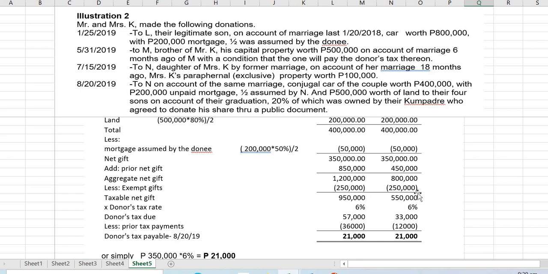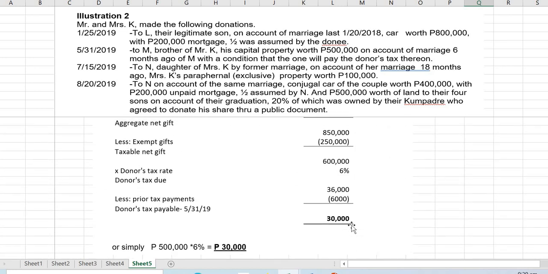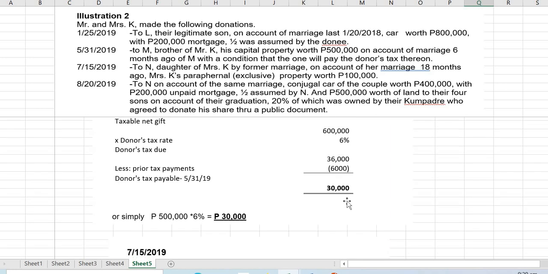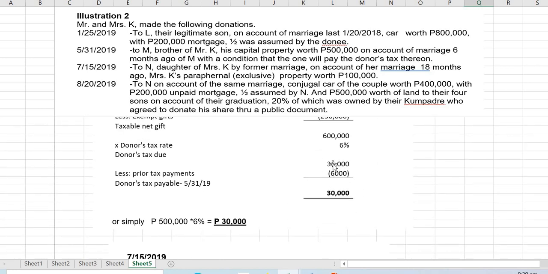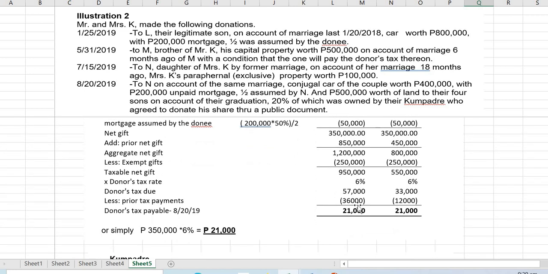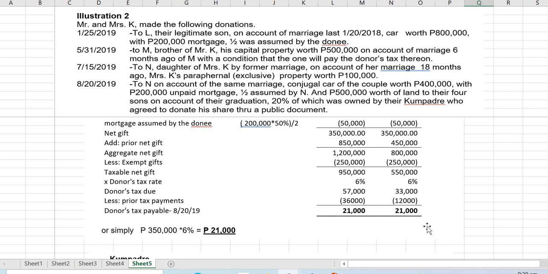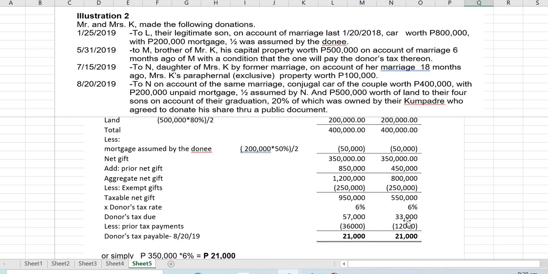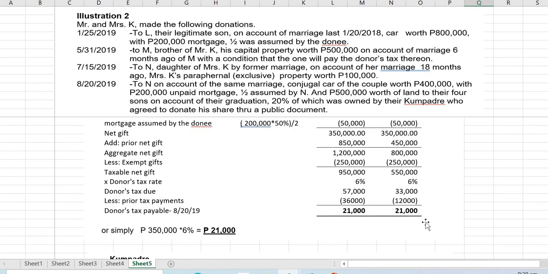Deduct 250 to get the taxable net gift: 600 for Mr. and 200 for Mrs. Times 6%, so for Mr. it is 57,000 on the 950 aggregate. The donor's tax due of Mr.: deduct the cumulative tax he previously paid, which is 36,000. So his donor's tax payable now is 21,000. For Mrs., 550 times 6% is 33,000. Then deduct her prior payment, which is 12,000. So 21,000.